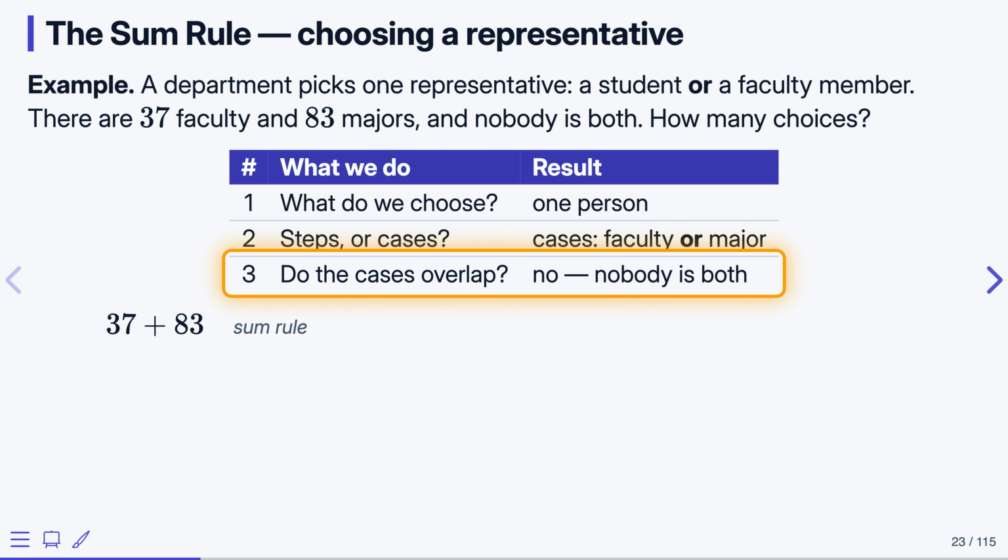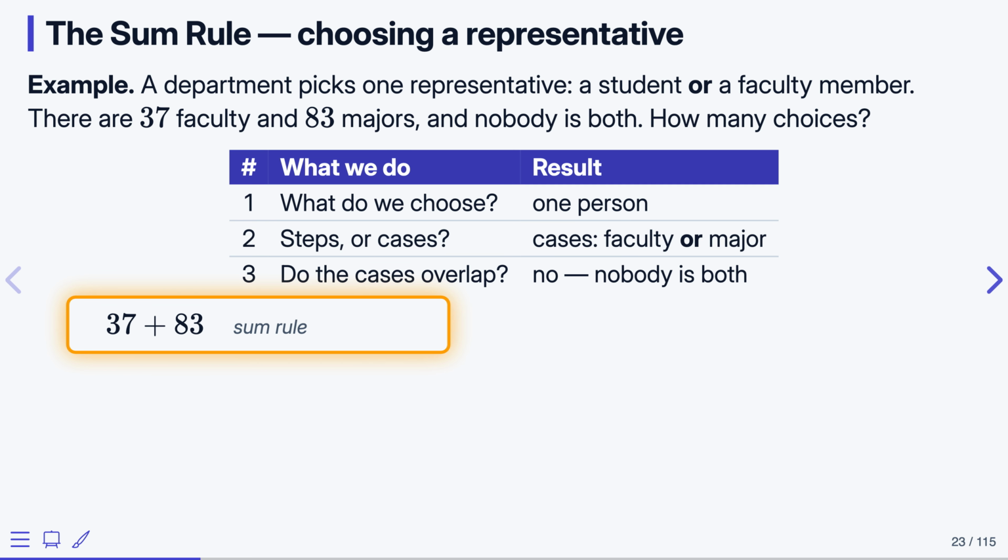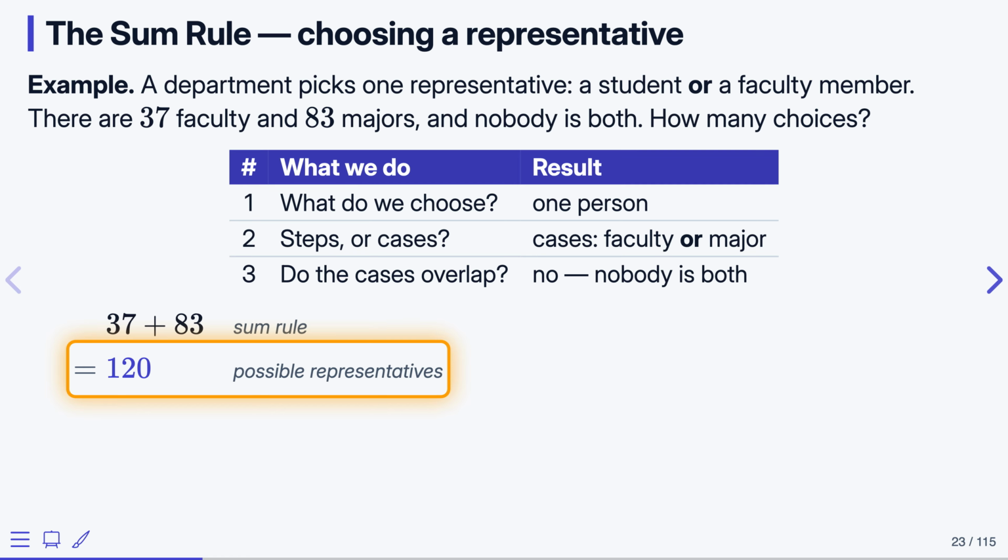Step 3. Check the overlap. Nobody is both a faculty member and a major. The cases are separate, so the sum rule applies. Now the working. 37 faculty plus 83 majors. That is 120 possible representatives.